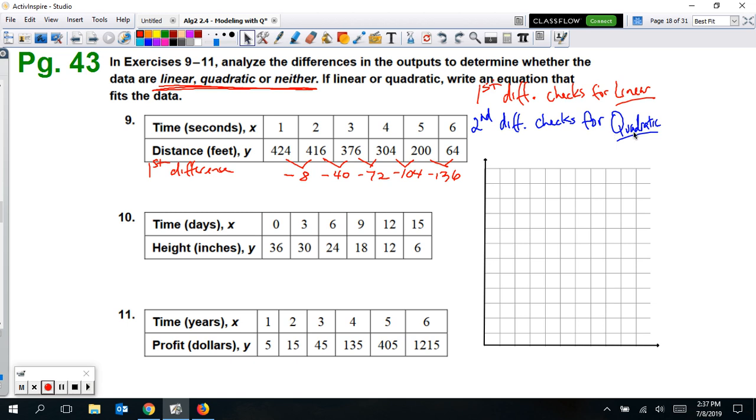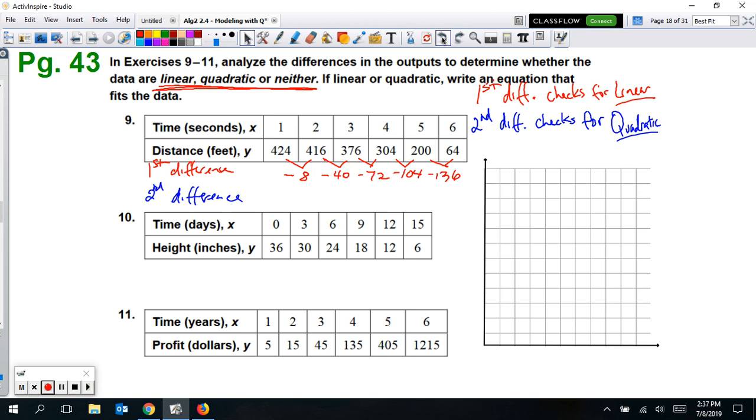Now we're going to check second differences, which means we're going to take the numbers that we have, the negative 8. That's why I kept going to the end, because we always need to go to the end for the first differences, so that we can check second differences if they're not the same.